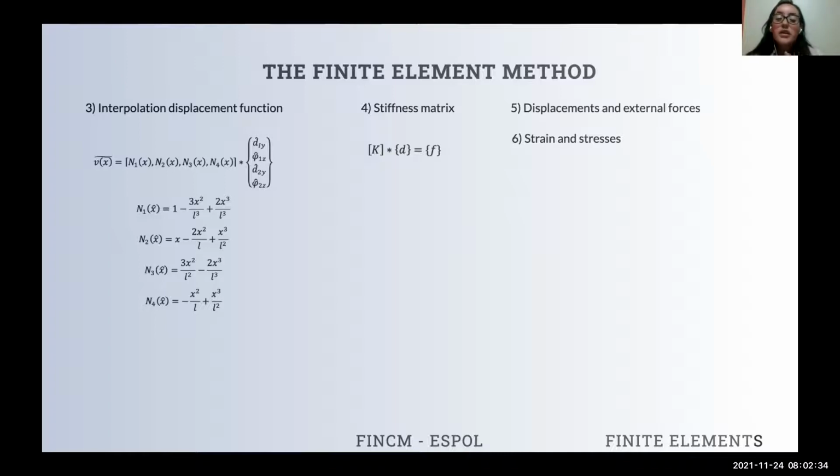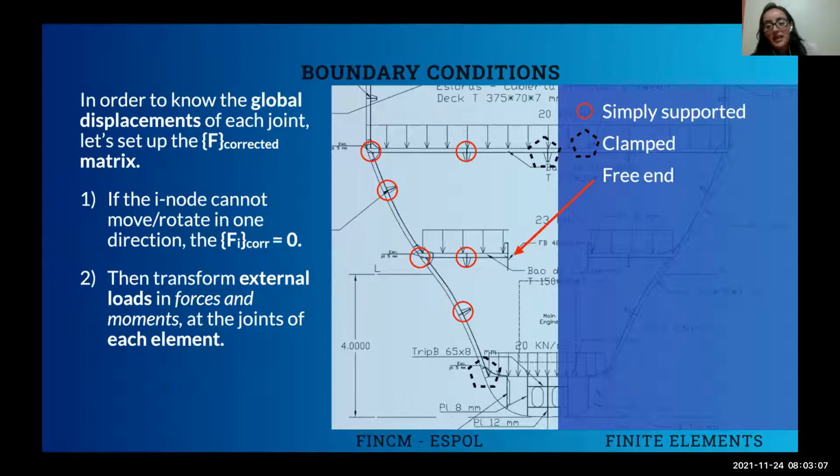These results we are going to obtain in the global reference system, but we need to transform them to the local reference system in order to calculate the strains and stresses. For this transformation, we use the matrix T. And finally, the most important step is the analysis of the results. We should ask the following questions: do the results make sense and are they convergent enough? Thank you. Okay.